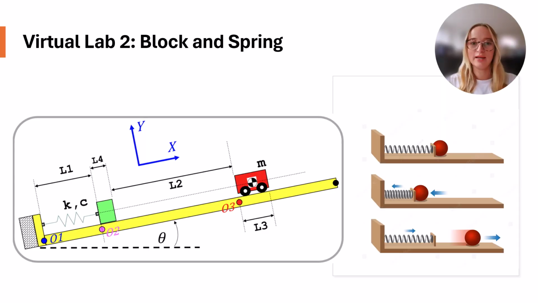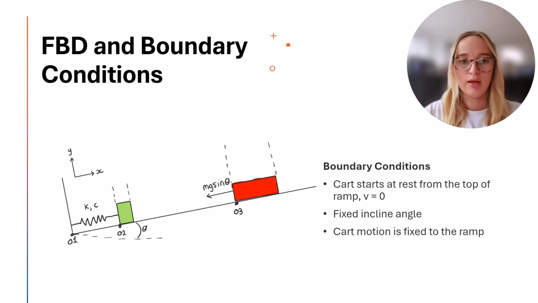Hi, I'm Abby, and I'll be presenting the Virtual Lab 2, which explores the principle of impulse and momentum. Here's my free body diagram displaying the ram, cart, and the green block which is attached to the spring. The position of the cart on the diagram is where it will be measured from, just before release. It will start at rest and have an initial velocity of 0.